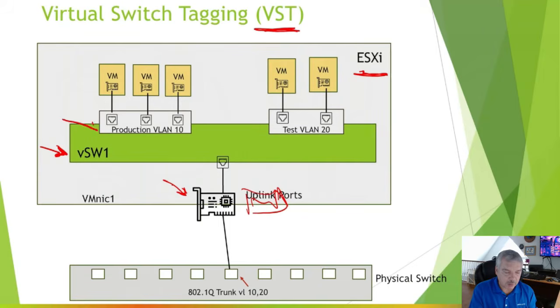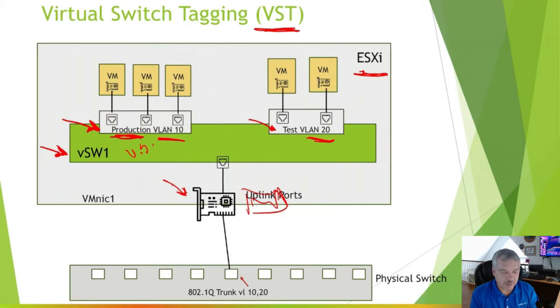I created my port group, and I demoed creating port groups there. So I created a production port group and a test port group. Production, I give it VLAN 10. Test, I give it VLAN 20. So remember when I was creating my port groups, I could assign a VLAN. So I just type in VLAN 10 and whatever, VLAN 20, whatever. So now tagging and untagging of the frame is done at the virtual switch level.